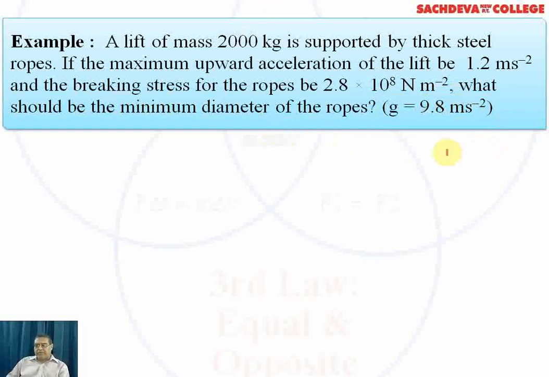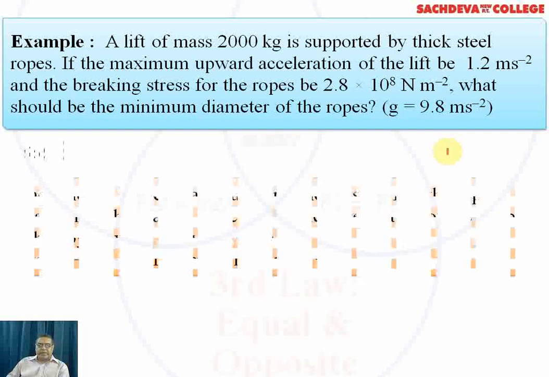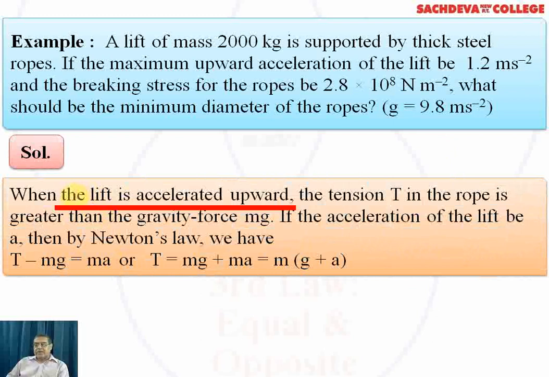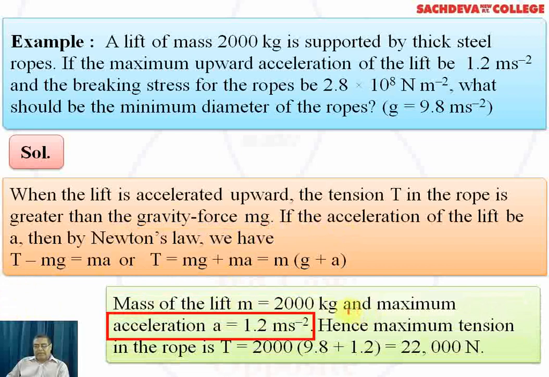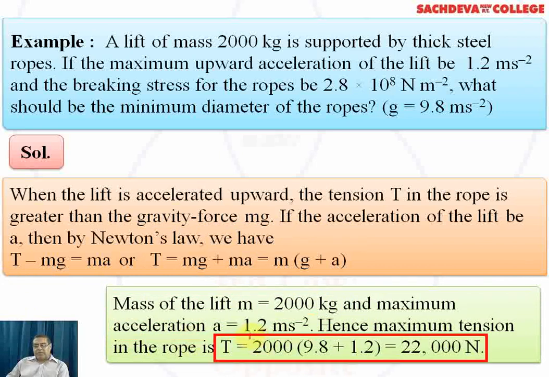If g is given, we have to use that value, and if g is not given, we have to use the value 10 meters per second square. Now, when the lift is accelerated upward, the tension T in the rope is greater than the gravitational force mg. Therefore, the equation is T is equal to m into g plus a. Mass of the lift is given as 2000 kilogram, acceleration is also given, and g is 9.8.